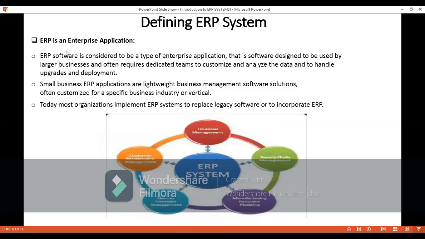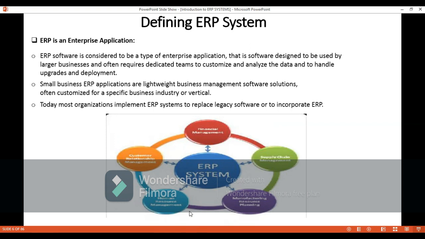So the ERP system is considered an enterprise application, and it is automating your business unit functions. If you decide to automate the functions that you're using in your organization, it is fit for either large or small, lightweight organizations.